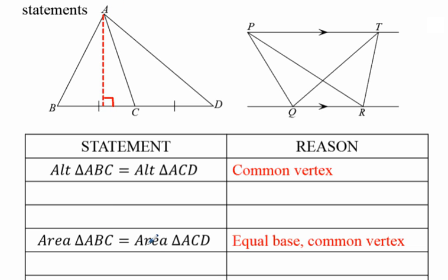Now the second statement here says the area of triangle ABC is equal to the area of ACD. Well, bearing in mind what we've just had a look at, that's true because they've both got equal bases and they share the same altitude because it comes from a common vertex. So I've got equal base, common vertex.